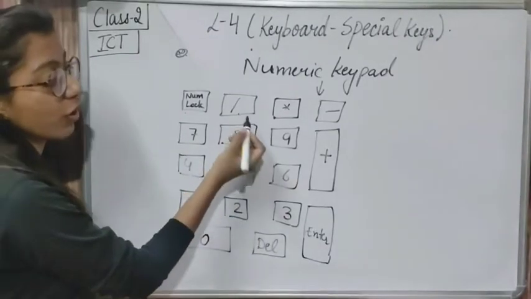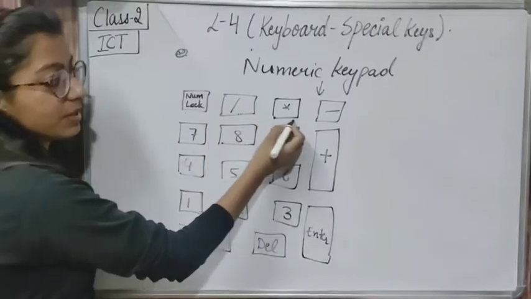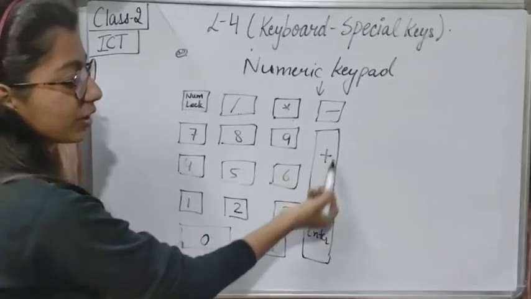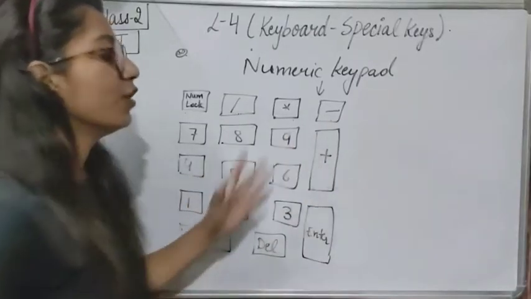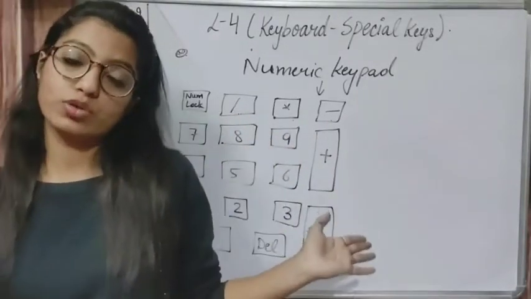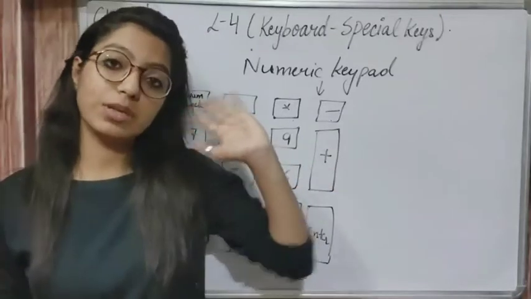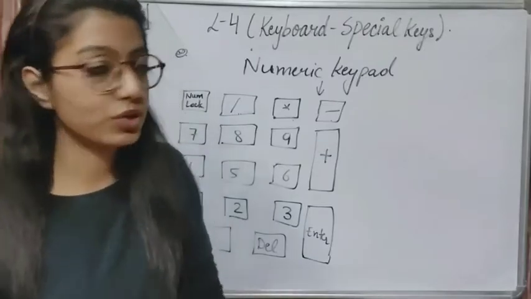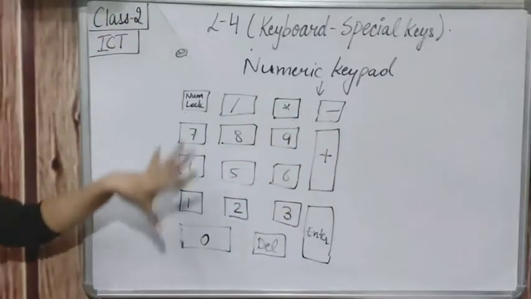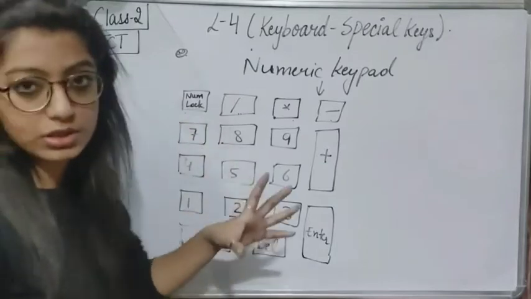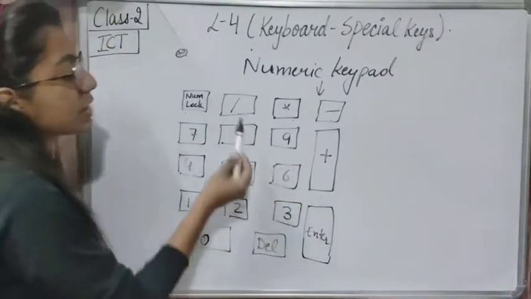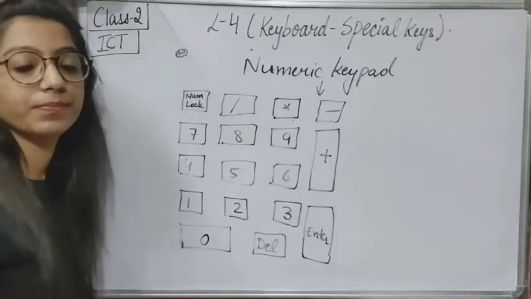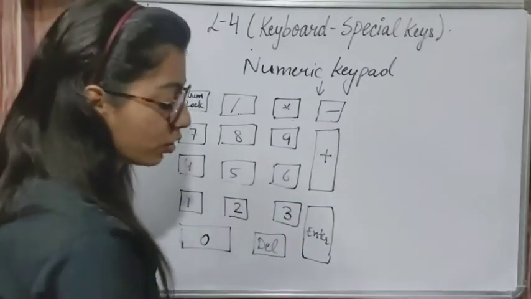And this is the symbol of divide. Divide, multiply, minus and plus, means divide, multiply, subtract and addition. These are the symbols of that. We can do any calculation also, as I told you in the previous chapters, that we can do calculations on our computer. So we can use this keypad for doing some calculations. Understand? So this was about the numeric keys.